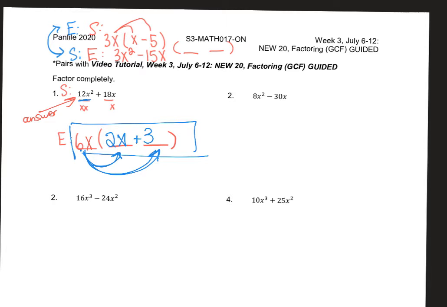Let's look at number 2. So I am going to pull something out. If I'm starting with a binomial, I want to end with a binomial. So 8 and 30.